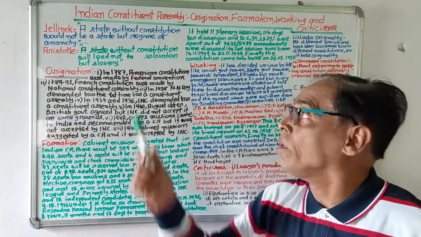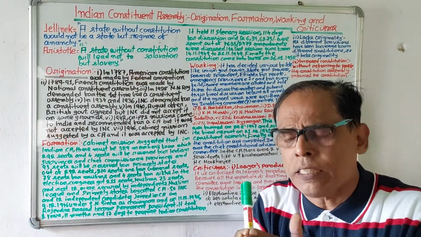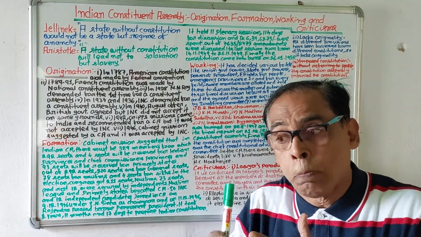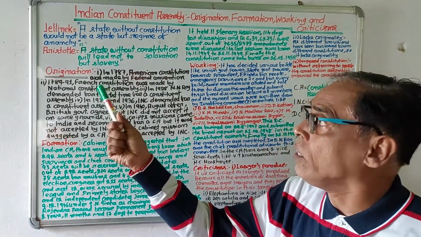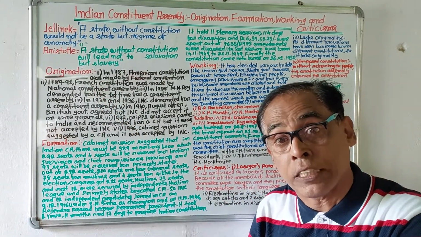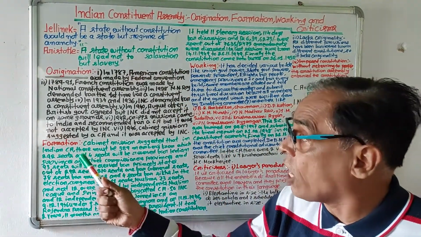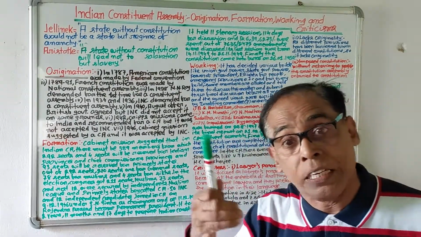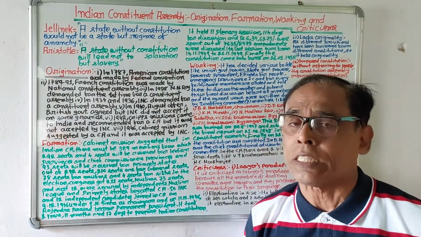Let us start. Constituent Assembly. So far as the Constituent Assembly is concerned, in this video 4 aspects of it have been touched. One is the origination of Indian Constitutional Assembly. Number 2, formation of Indian Constitutional Assembly. Number 3, working of Indian Constitutional Assembly. And finally, criticisms of Indian Constitutional Assembly.